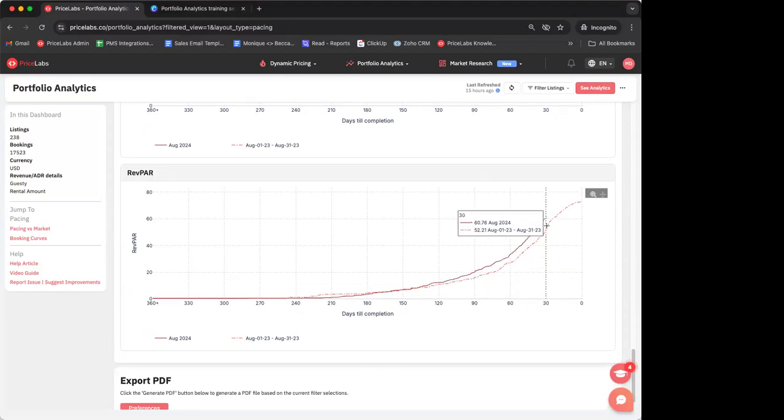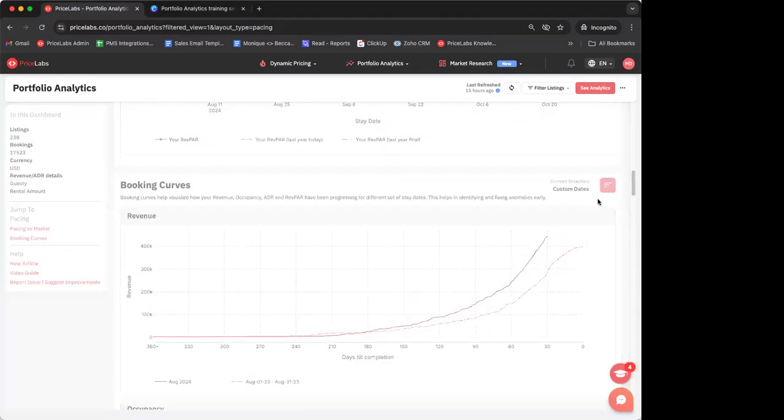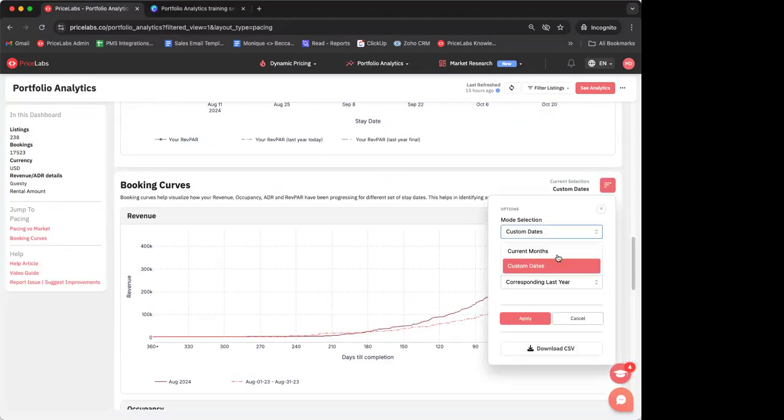But how's my RevPAR looking? And this is, like I said, one of the more important metrics. So it looks like overall my RevPAR is actually outperforming where I was last year, and that's taking into account the occupancy and the ADR. So it looks like I'm doing pretty well for August. So hopefully we can expect this curve to kind of go up again, and that will end outperforming the year before.